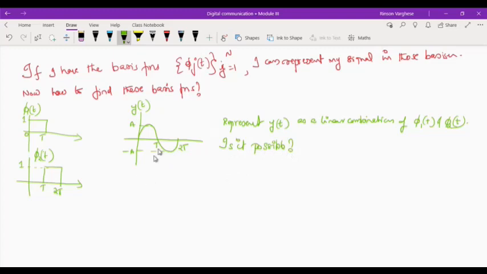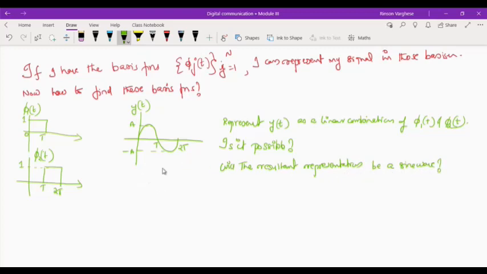It is possible to represent this sine wave in these bases, but the resultant representation, will that be a sine wave? Okay, will the resultant representation be a sine wave? This is the question.